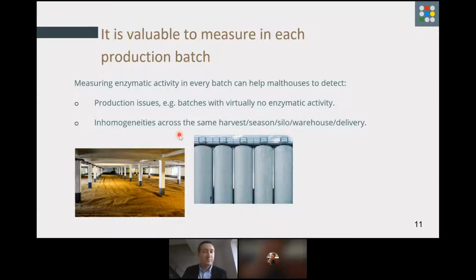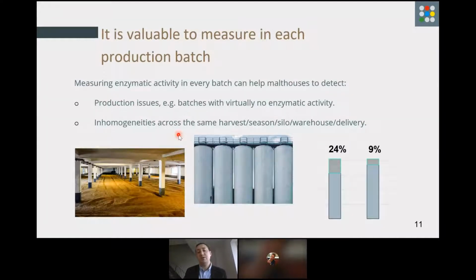For whatever reason, there's the benefit of measuring in every single batch or in every single delivery or in every single mold that you receive as a customer or that you send as a customer. One example of this is a real case we made in the industry, in which we compared two samples that had the same certificate of analysis, in this case by using EBC methods.